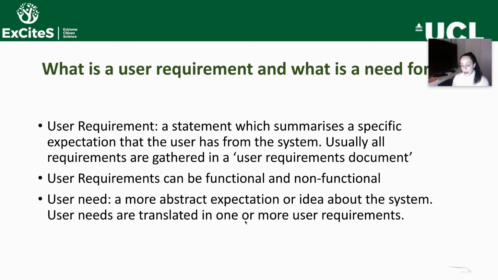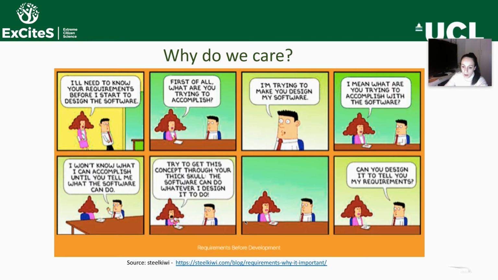User needs is a more abstract expectation or idea about the system. It is more broad, and usually user needs are transformed into one or more user requirements. So why do we need the requirements? If you don't know what the users are looking for, we don't know what exactly the application or the system in this broader context should offer and what it should be about.